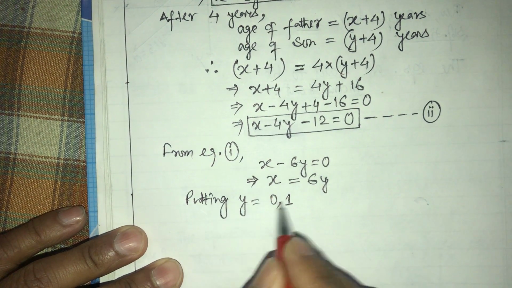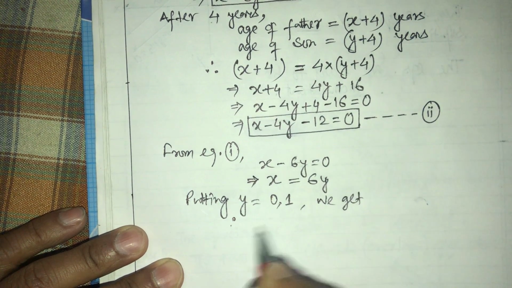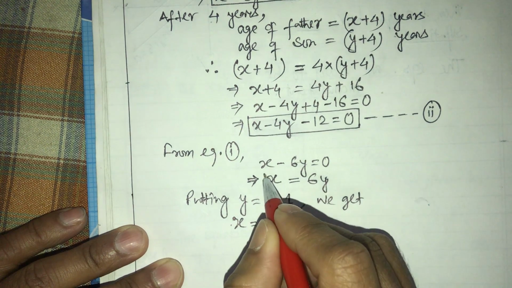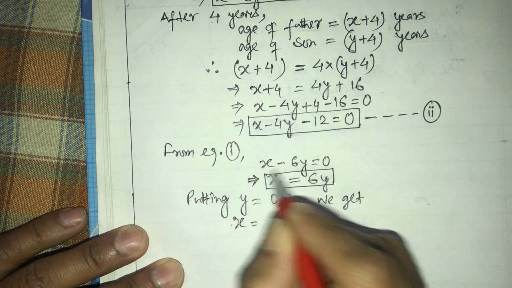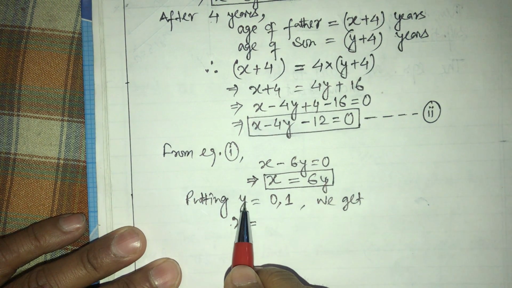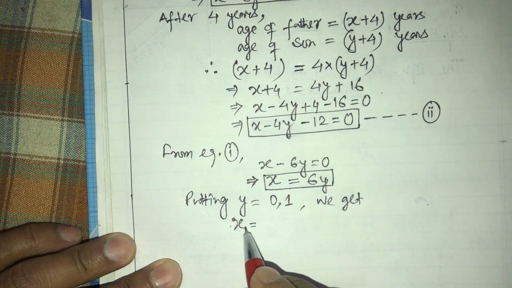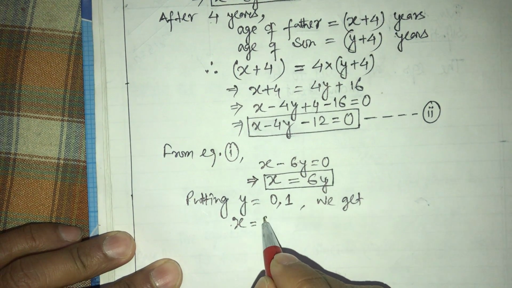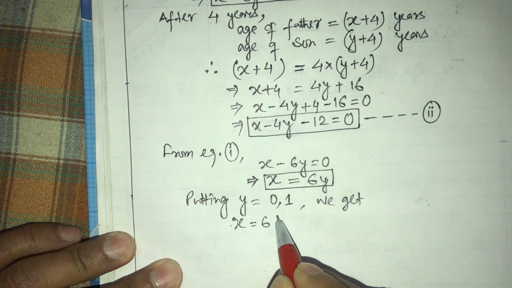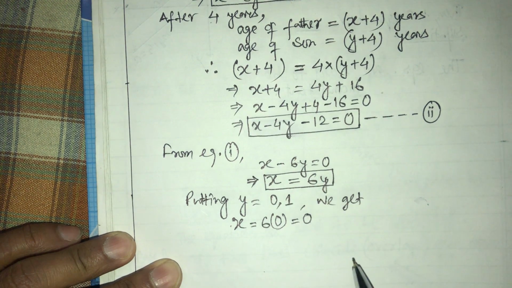So putting this, we get x equal to 6y. This is what we got here. From here only we'll try to assume and find. So assumption was done for y, 0, 1, and we'll find x accordingly. So 6y, here this y you substitute by 0. 6 into 0, you'll get 0, right?